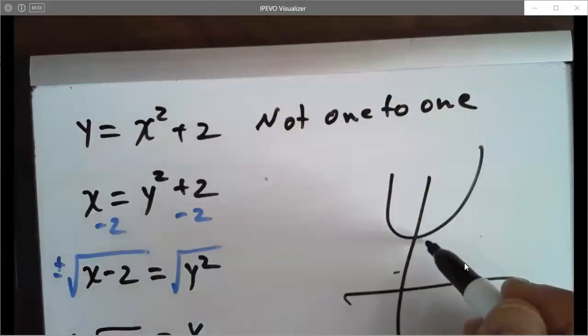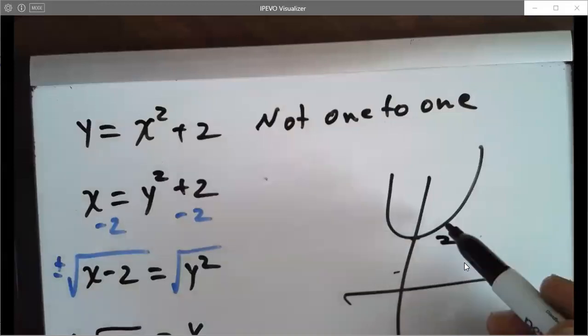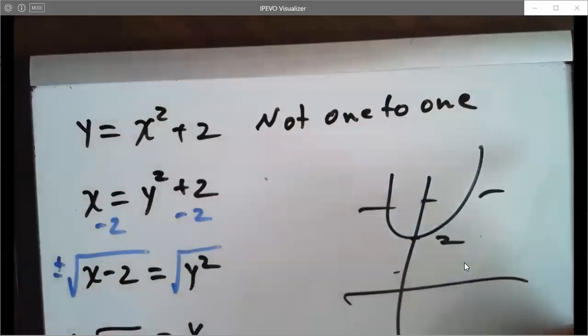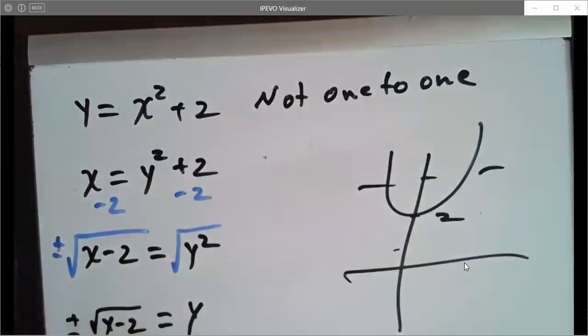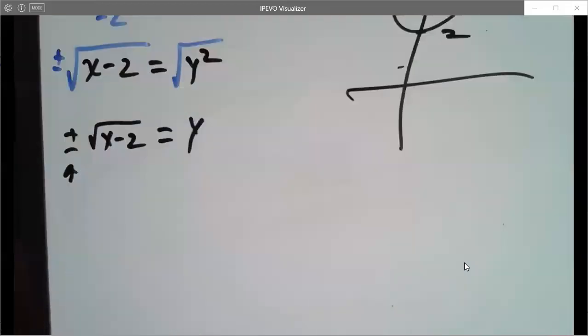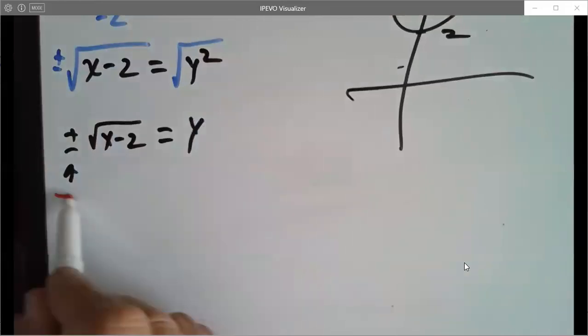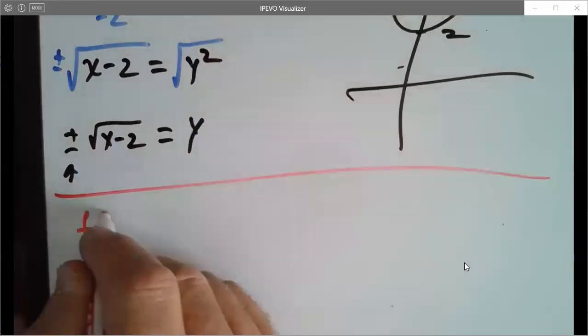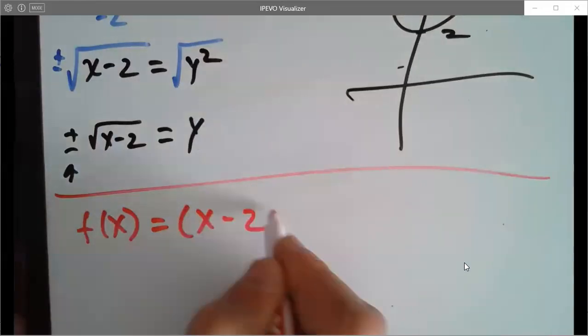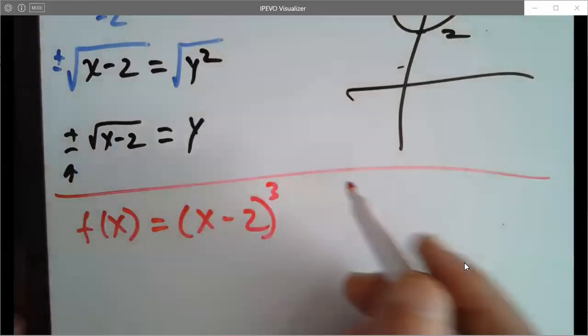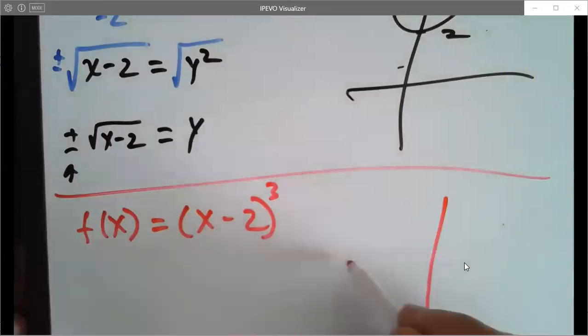And this is 2. So we can see that this would not pass the horizontal line test, and so we could also tell that this is not 1 to 1 either. Okay. So what about something like this where we have f of x equals 2x minus 2 quantity cubed. Well, I mean, you could graph this.